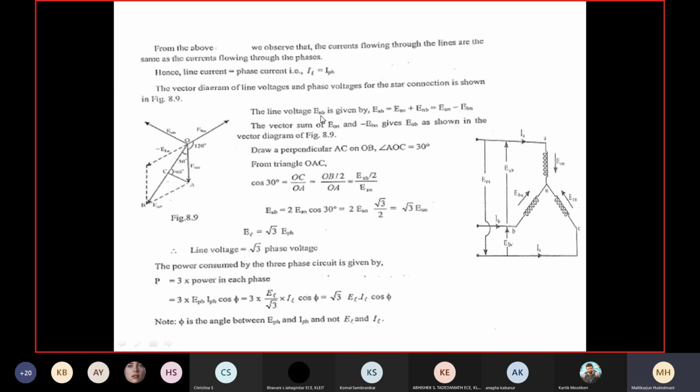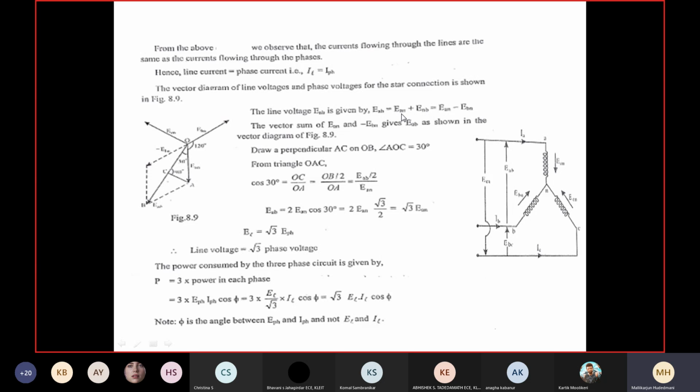The line voltage EAB is equal to, you can see here, EAN plus ENB. It is the vectorial addition of AN plus NB. If I add these voltages, that is nothing but EAB. Graphically, we can check this. So EAN plus ENB equals EAB. If I apply KVL, you can imagine this in your mind.